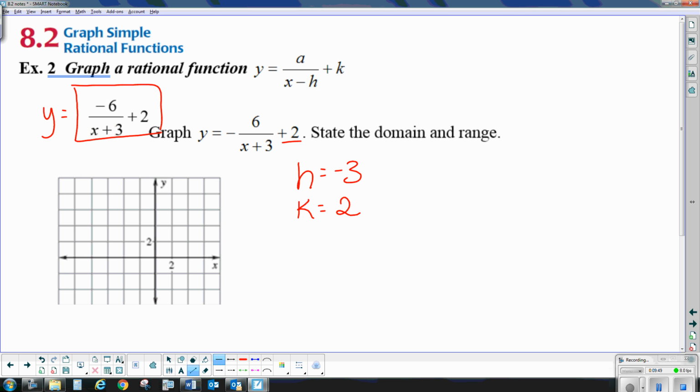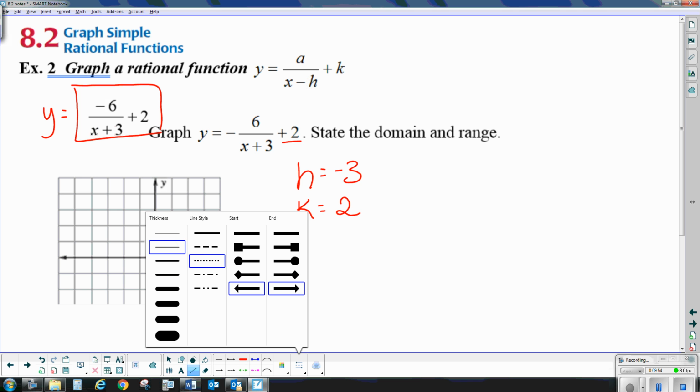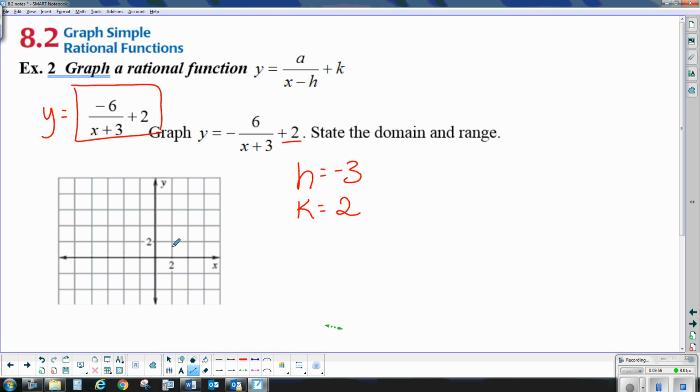And then from there, we're going to draw in our vertical and horizontal asymptote. So our horizontal asymptote is k equals 2. Okay, that's when y is equal to 2. And our vertical asymptote is when h is negative 3. That's when x is negative 3.